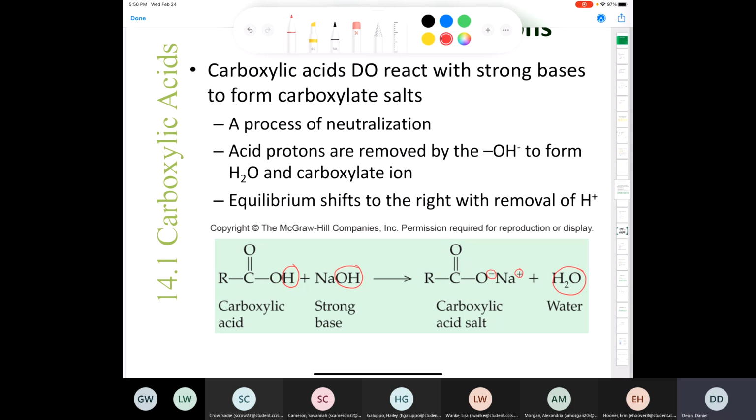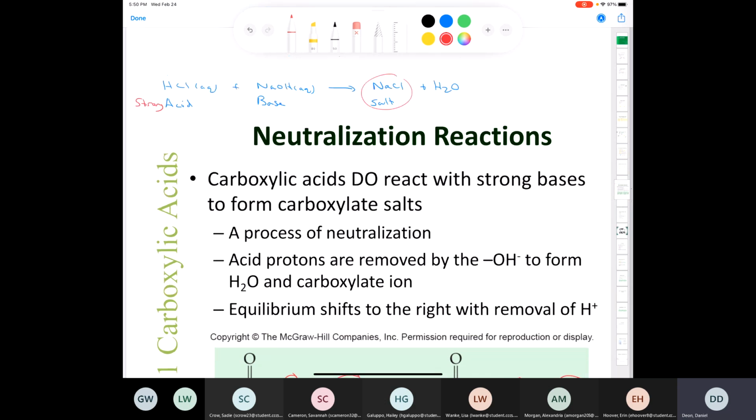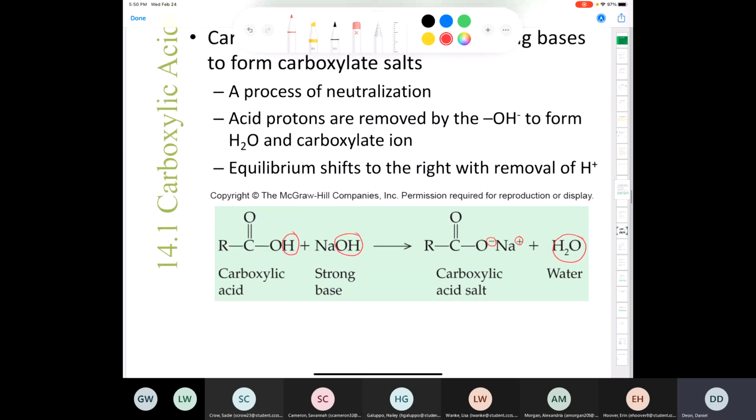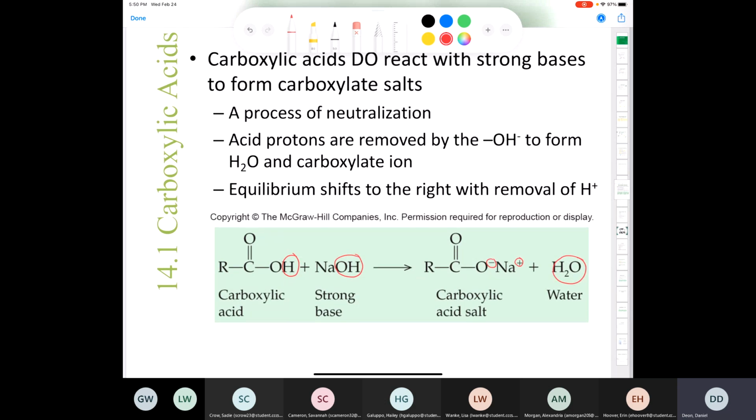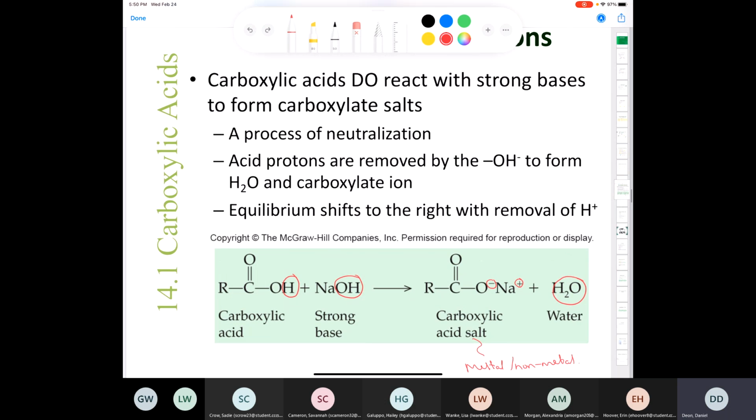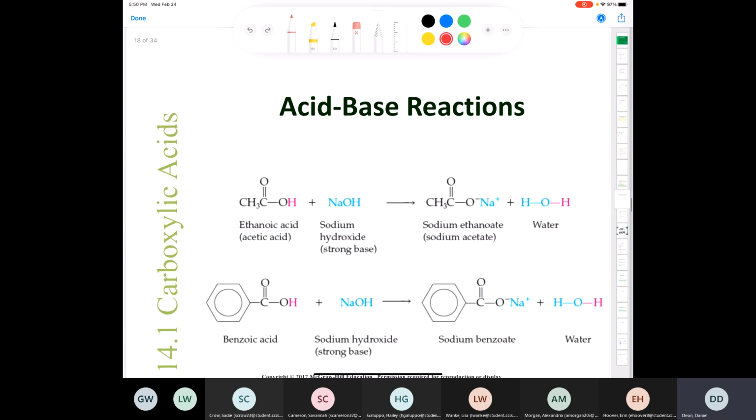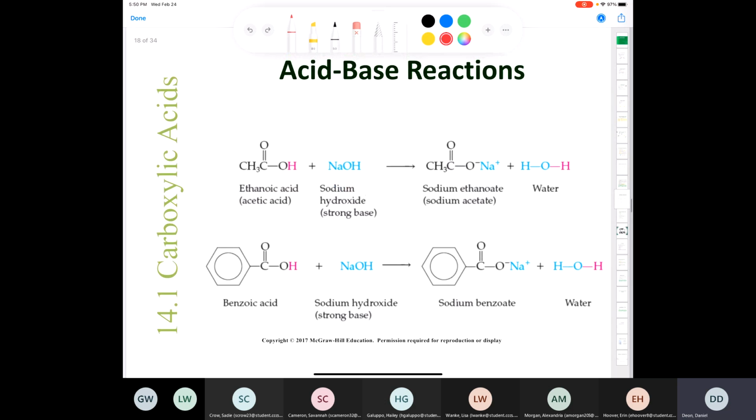Notice that we use the word salt, right? It's not table salt like sodium chloride. However, it is a salt because a salt is nothing more than a metal and a non-metal. Now, sodium is a metal, and everything that's in the carboxylate is a non-metal. Carbon is a non-metal, oxygen is a non-metal, hydrogen's in the R group, those are non-metals. Okay, so that's why it's called a carboxylic acid salt. You got to know your acid-base chemistry in organic chemistry. So these kinds of things are very important. With that in mind, let's take a look at a couple reactions.